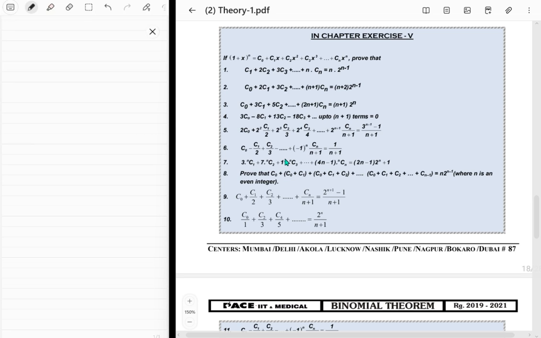Yeah. So right, first of all, just write down the whole thing. (1 + x)^n. What am I writing? It should be like this: (1 + x)^n is equal to the summation of nCr x^r.